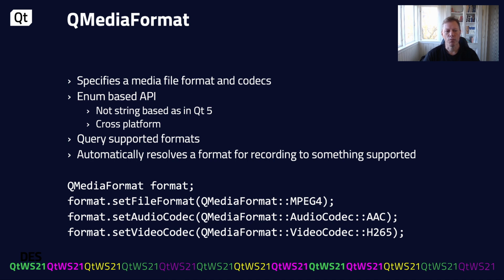You can query the supported formats from QMediaFormat, and QMediaFormat will also automatically resolve a format for recording to something that is supported. So here's an example where you specify, for example, that you would like to create an MPEG-4 file with AAC as the audio codec and H.265 as the video codec.